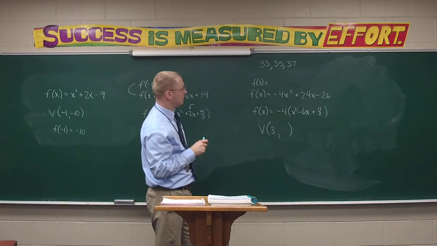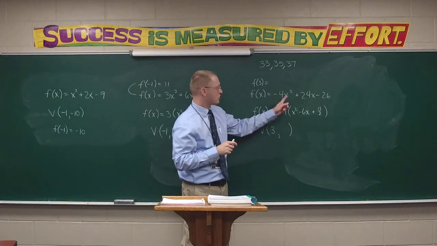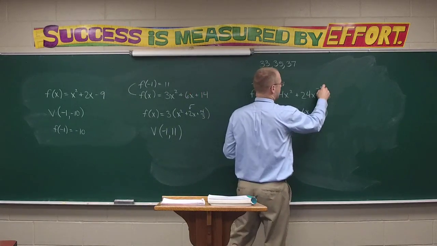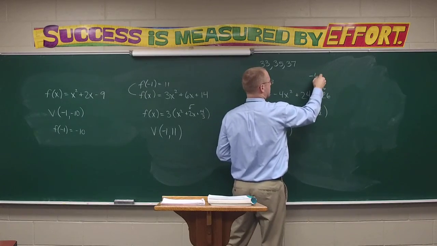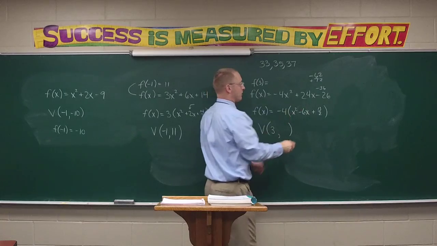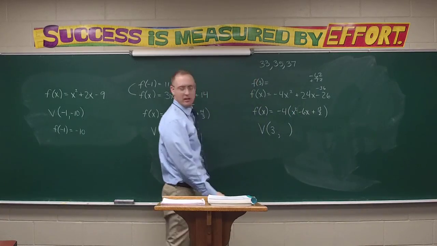154? I don't think so. Because 3 squared is 9, times negative 4 is negative 36. That's a negative 62. I'm adding a 72 to that for f of 3, so I'm going to get 10.